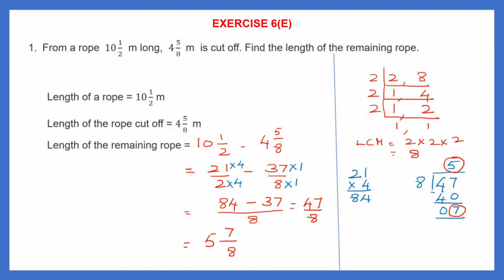So what is the length of the remaining rope? The length of the remaining rope is 5 7 by 8 meters. So this is our answer. 5 7 by 8 meters.